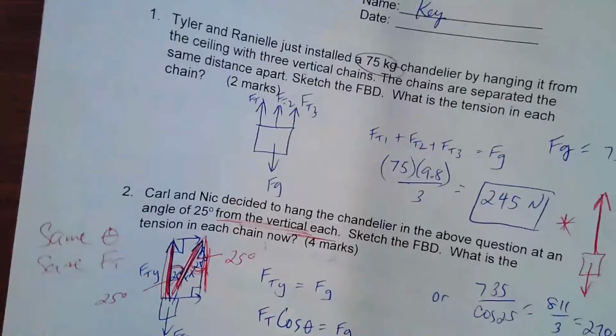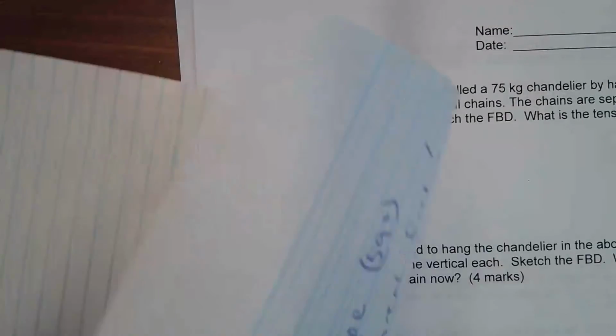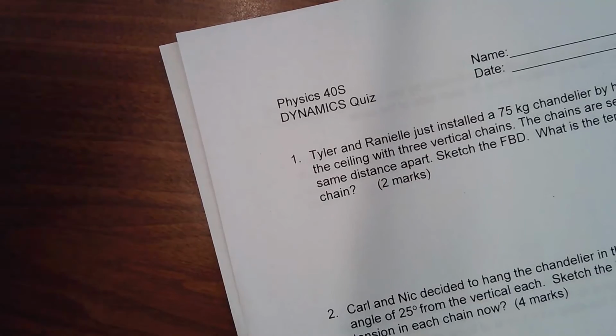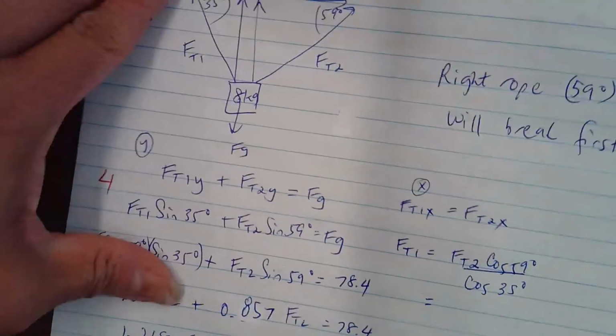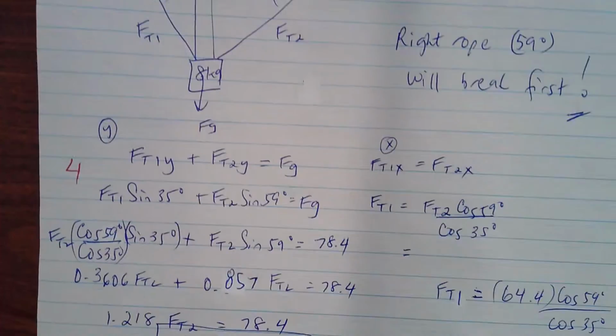Number 3, I didn't have enough room here, so I put it on a piece of paper. Sorry, I didn't give you enough space. I'll give you more space on the test there. So here is number 3.